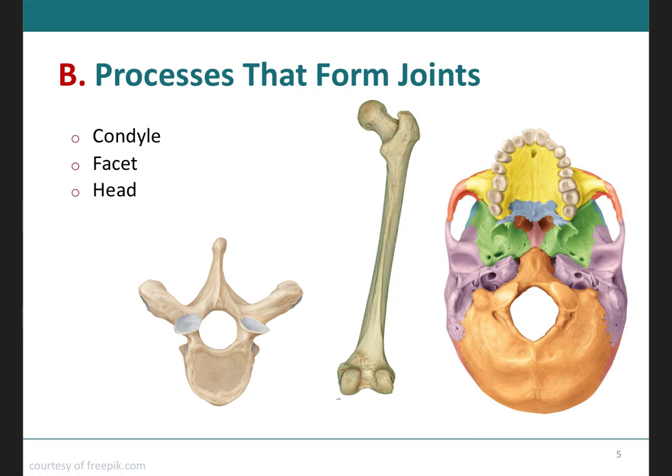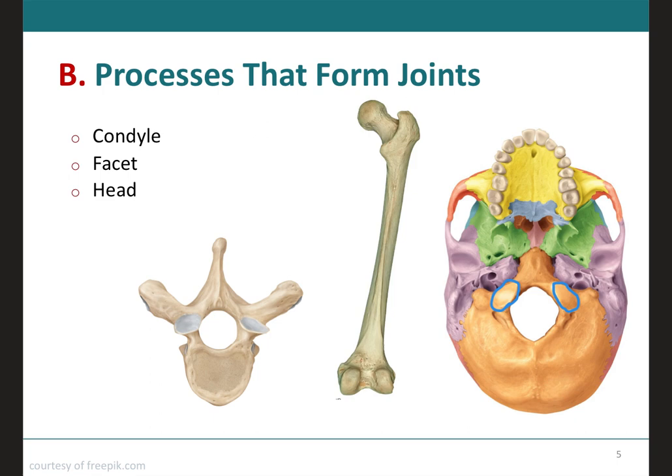Next, we're going to have these processes that will be important because they will form joints, so they will articulate with another bone. We have a condyle, a facet, and a head. Condyle is going to be, for example, this one right over here, which is called the occipital condyle. You have one on each side. And the definition of a condyle is what we call a large round protuberance, or something that sticks out, with a smooth articular surface at the end of a bone.